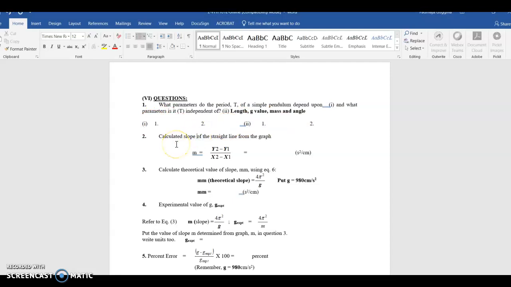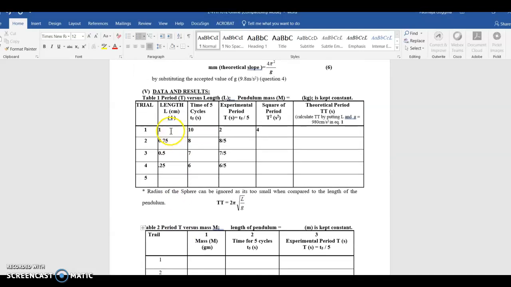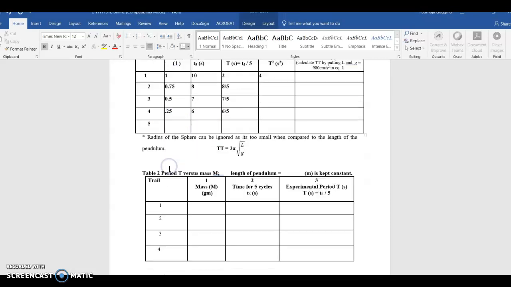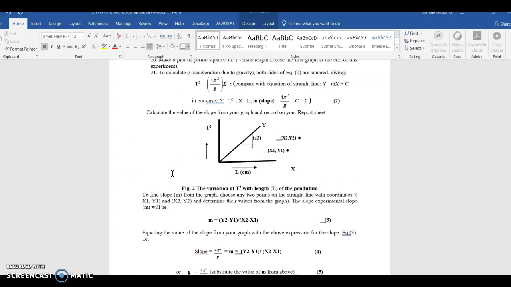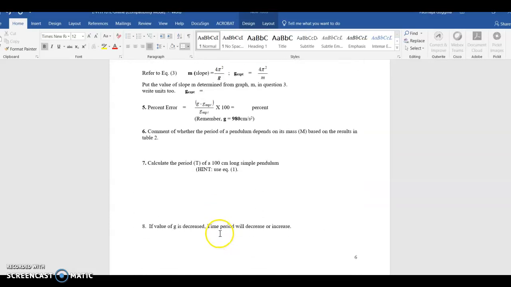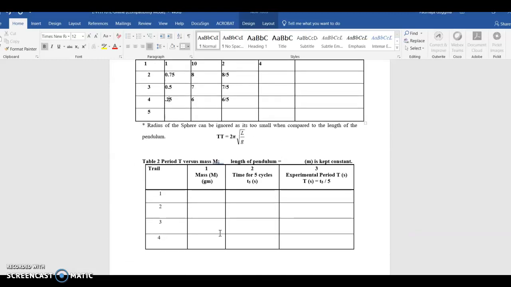Okay, now we're going to go with calculating the slope. So we are going to pick any two values from table 1. So I can pick this value or this value or this value or this value. So I'm going to go with the graph which is shown right here, which has length on the x-axis and T square on the y-axis. So let me calculate T square right here just for the ease of it.